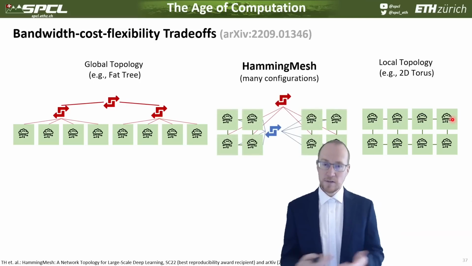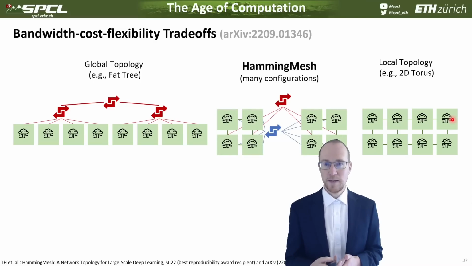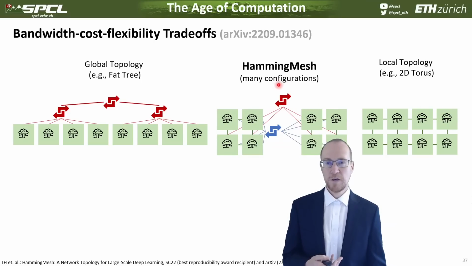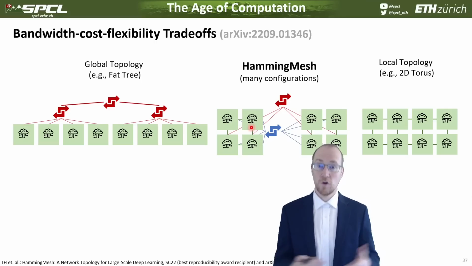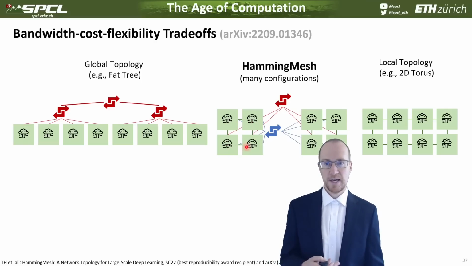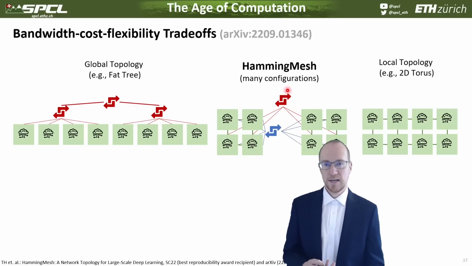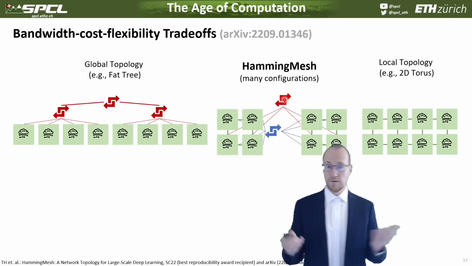So what we then invented was a mixture of the two. It's what we call Hamming mesh. It's a Hamming graph of meshes. So we use the idea of locally connected networks, but we combine them with switches into a larger globally switched network. So you can now vary the size of these meshes. Here they are 2x2, but you could build 4x4, 8x16, 4x16, and many other configurations, and then adjust the switch network accordingly. So now you have the best of both worlds.